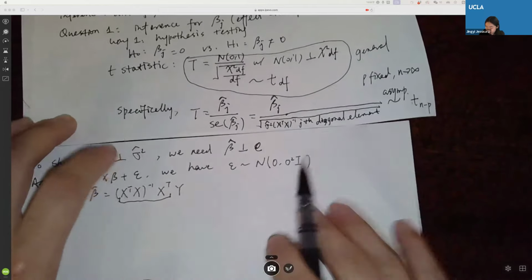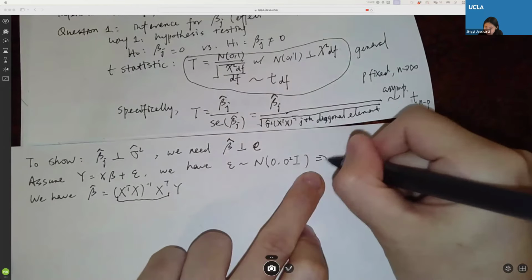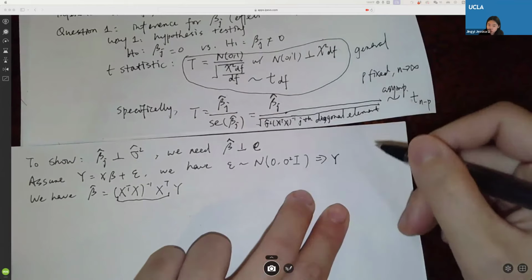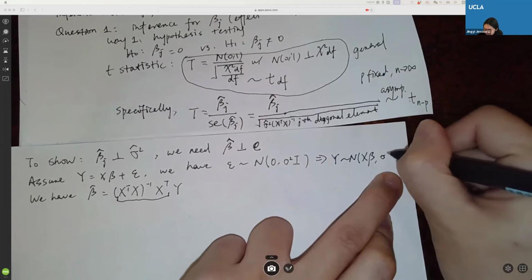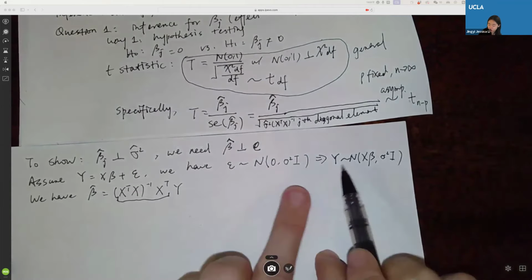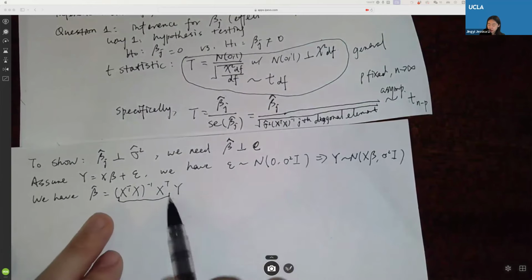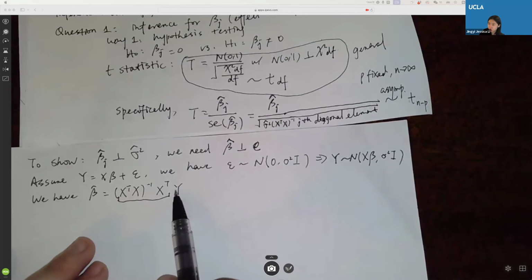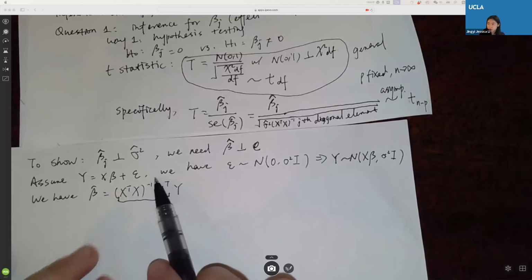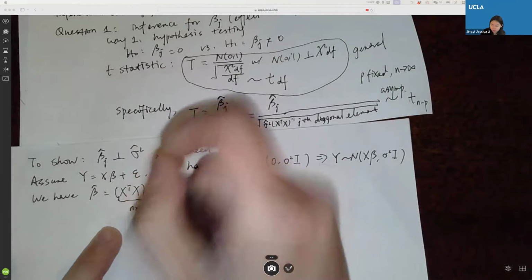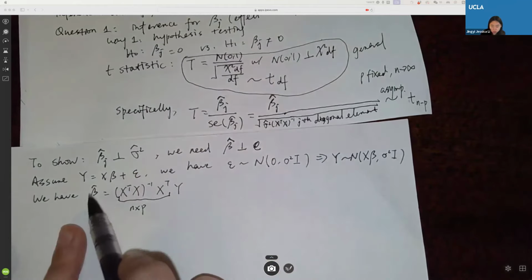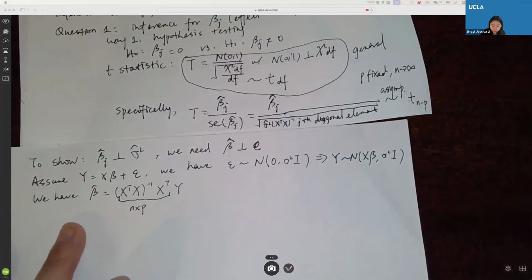Based on the model, we have Y as an n-dimensional vector that follows a normal distribution with mean X beta and covariance sigma square I. This is what we know for Y. For such an n-dimensional normal random variable, if we multiply it by a fixed matrix, an n by t matrix, we can show that the result is still a normal random vector.